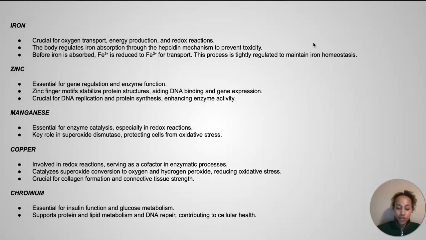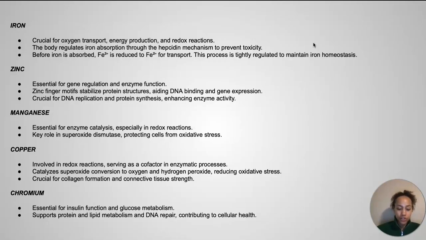This mechanism ensures that iron levels in the body are balanced by limiting iron absorption and release when iron is abundant, and allowing more iron to be absorbed and released when iron is needed. Before iron can be absorbed, Fe3 is reduced to Fe2 for transport. This process is tightly regulated by ferroportin and hepcidin to maintain iron homeostasis.